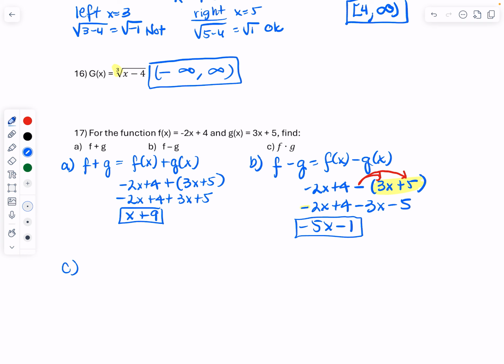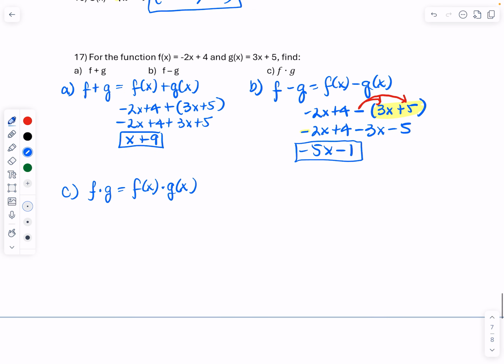And now c, f times g. So I'm going to take f of x and multiply g of x by that. All right, so f of x is negative 2x plus 4. Because I'm multiplying, I'm going to keep that inside the parentheses, and I'm multiplying that by 3x plus 5. Again, putting these in parentheses.